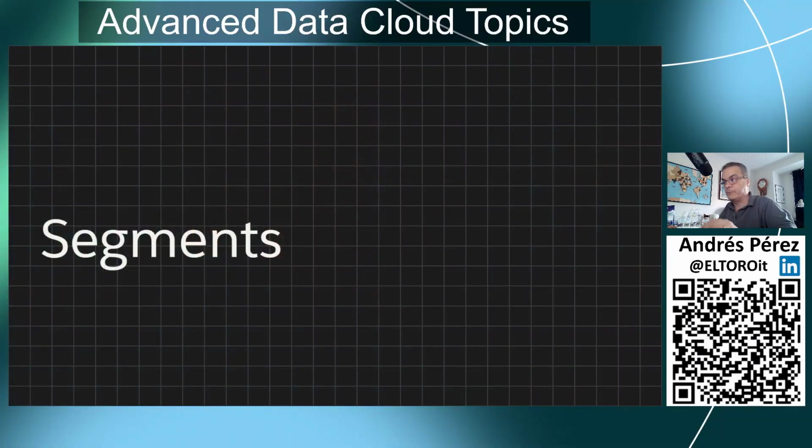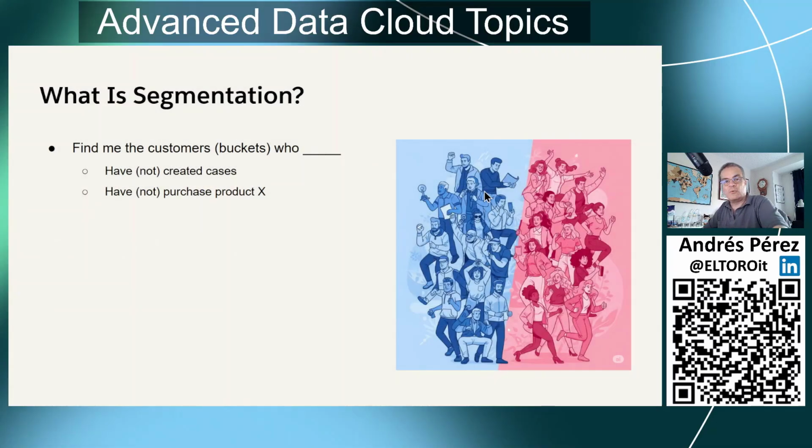So let's go into that a little bit deeper. What is segmentation? Just like I say, you have all your buckets, which represent customers. So you have all your customers in here, and you want those customers or buckets who have created cases, have purchased product X, or have not purchased product X but are complaining about it. I don't know, maybe they're on trial, maybe you're testing it, right?